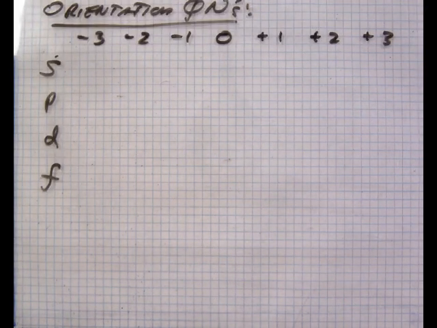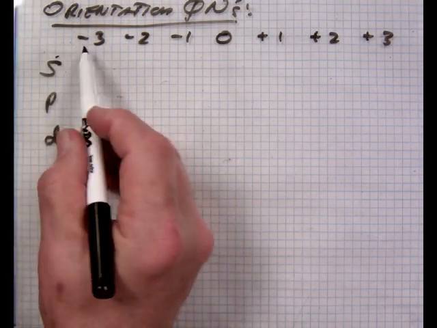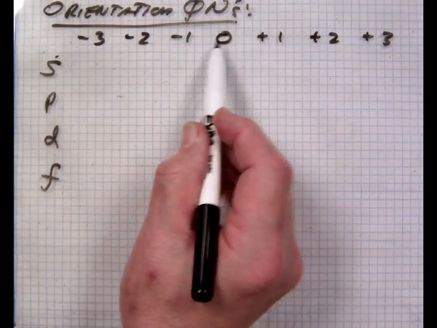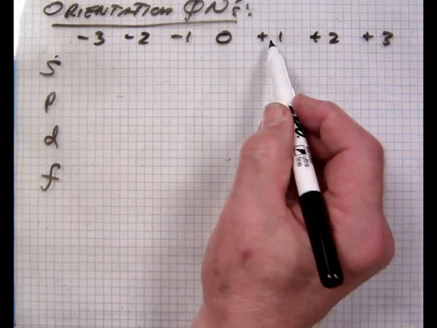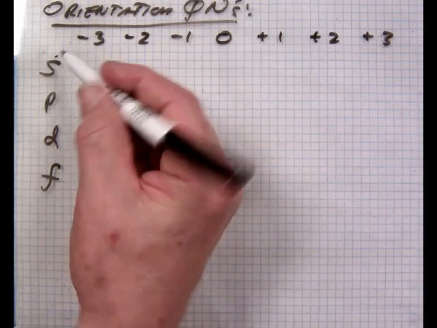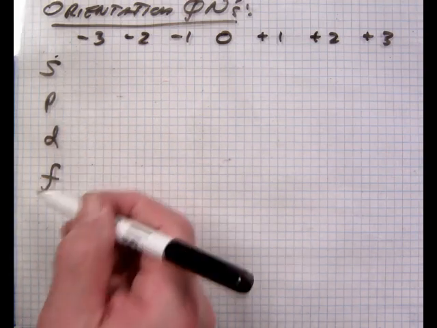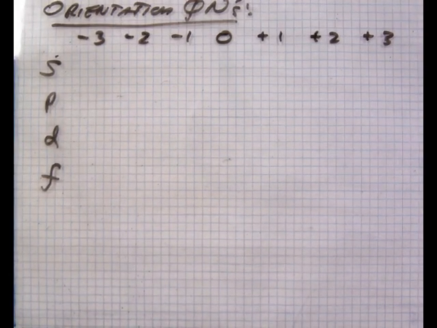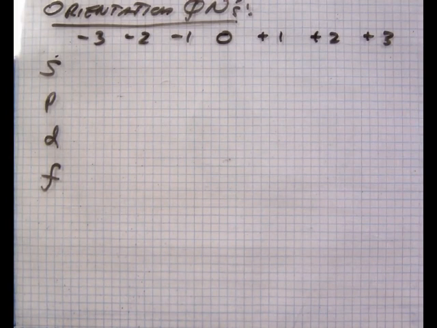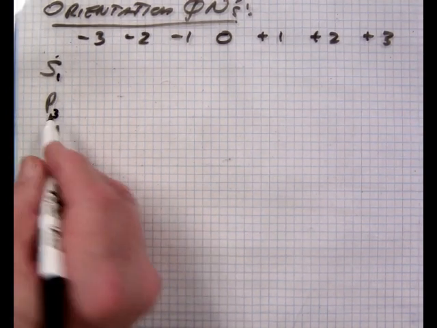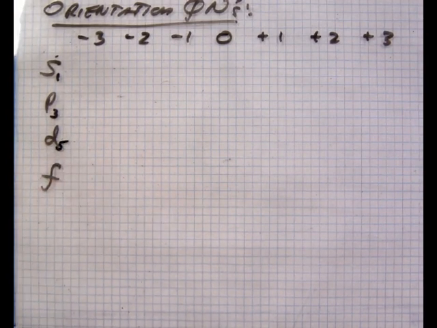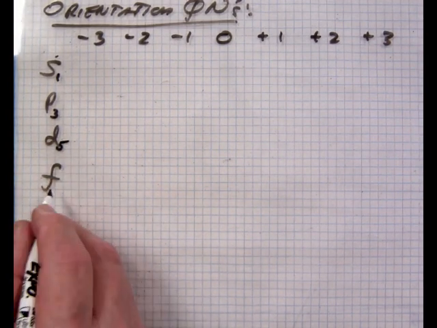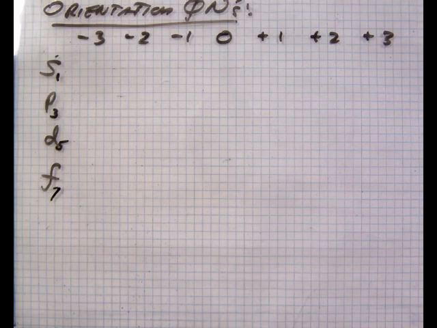Okay, orientation quantum numbers. Draw out, start with the 0 and go 1, 2, 3 minus to the left of 0, and then 1, 2, 3 plus to the right of the 0, and then over here on the left column, S, P, D, and F. Write that out. And we have 3 orientations for the p orbital. We have 5 orientations for the d orbital, and we have 7 orientations for the f orbital.